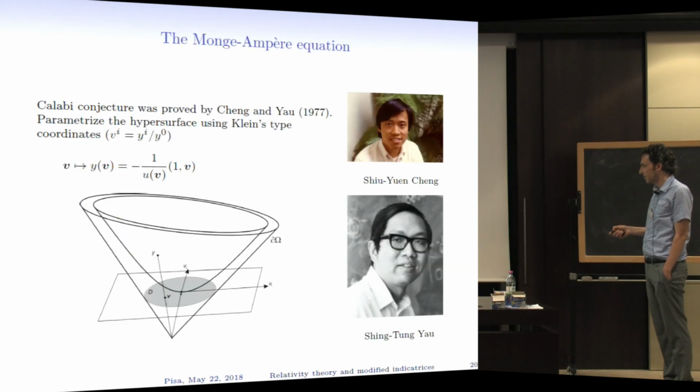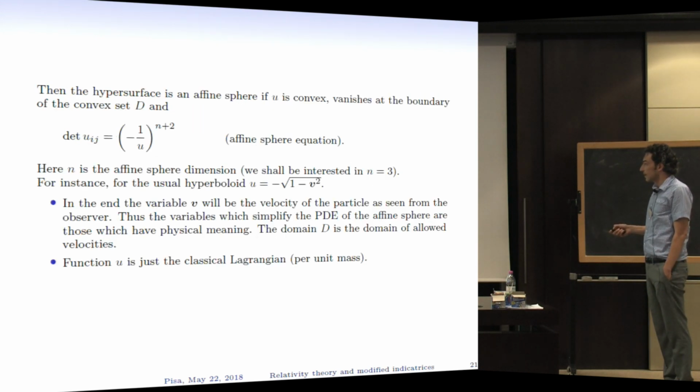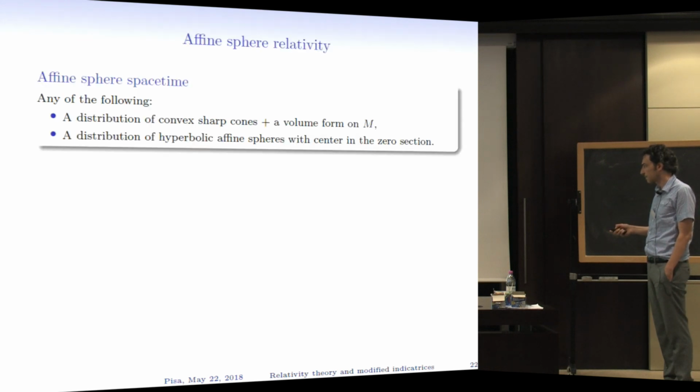The convex set D in this picture is the intersection of a plane cutting the cone. So for instance, for the usual hyperboloid, u is this function, and it vanishes when v has modulus equal to 1. In fact, in our theory, v will be the velocity of the particle as seen from the observer, and D will be the domain of allowed velocity as seen from the observer. In fact, it is bounded. It is round if you are in the Lorentzian theory. Function u will be, in fact, just the classical Lagrangian of the theory.